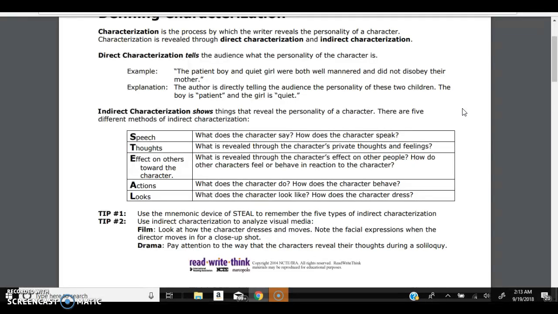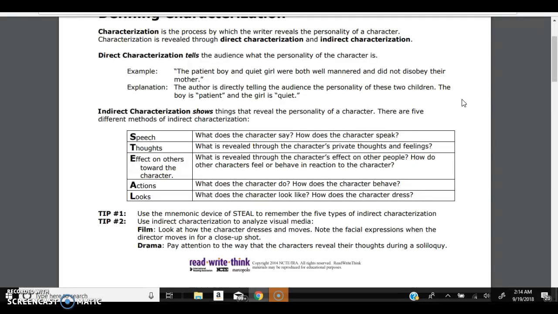So in speech, what does the character say? What type of diction does the author use on the character? What types of things does the character say about the topics or the novel, the themes? Thoughts. When the character is thinking to themselves, when they're speaking only to themselves, and you saw that in the video with Elsa.